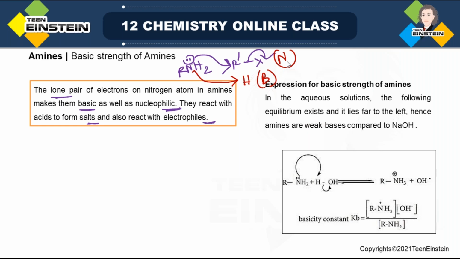Next we will see the expression for basic strength of amines. pKa we use when we compare acidity, that you have seen in the carboxylic acid chapter. But now we are talking about basicity. So now we will use another term which is pKb.